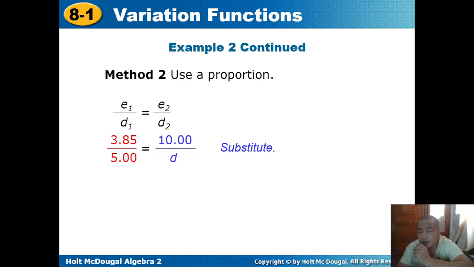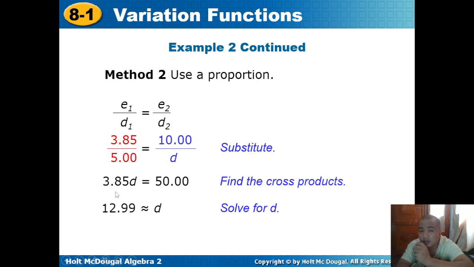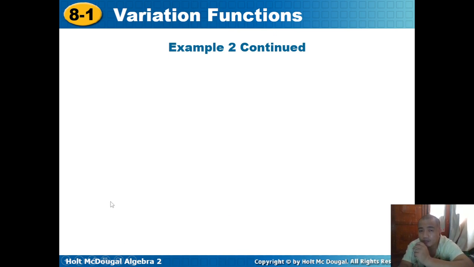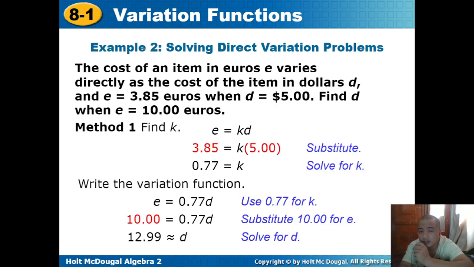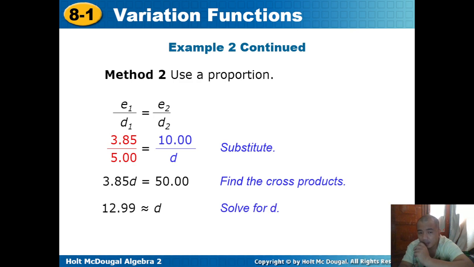So, para magkakaroon tayo ng proportion dito. For E sub 1, 3.85 over 5. For E sub 2, 10 over D. So, ang hinahanap natin ngayon dito, yung D sub 2. So, cross multiply, cross products, 3.85D equals 10 times 5 is 50. Divided by 3.85 is 12.99, which is the same result as we have done here in method 1. 12.99 is the value of D.